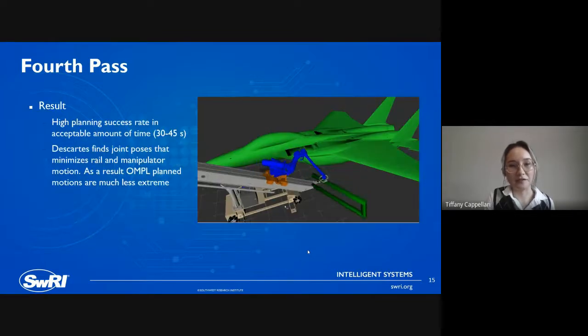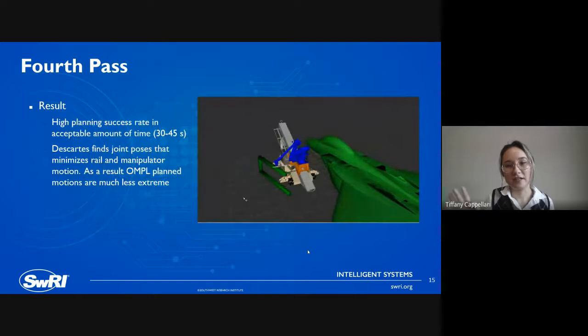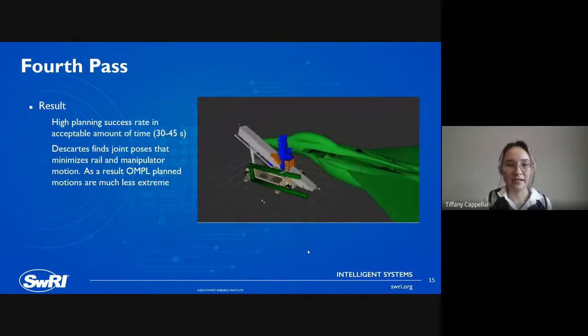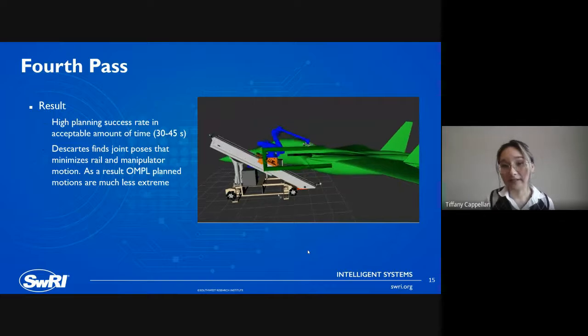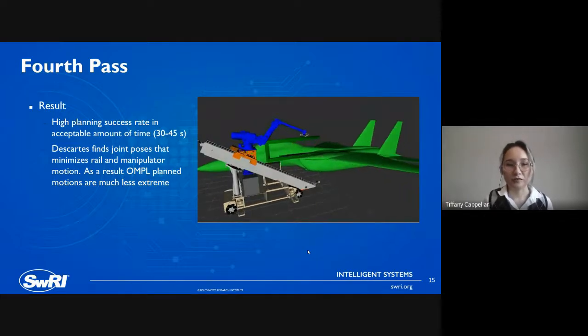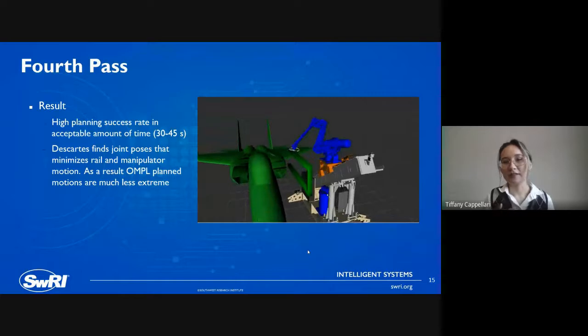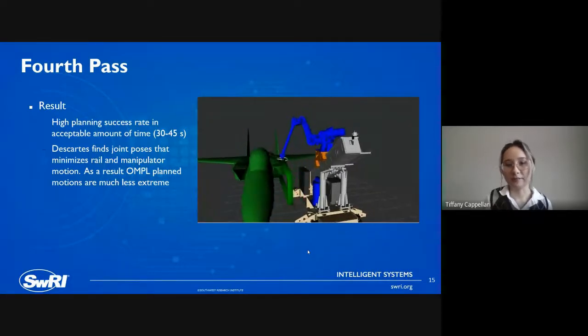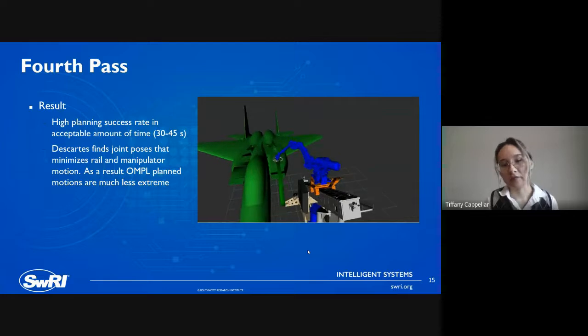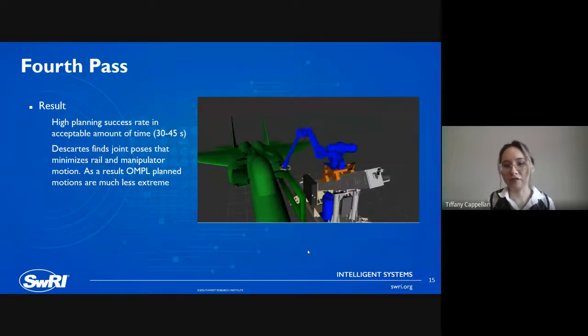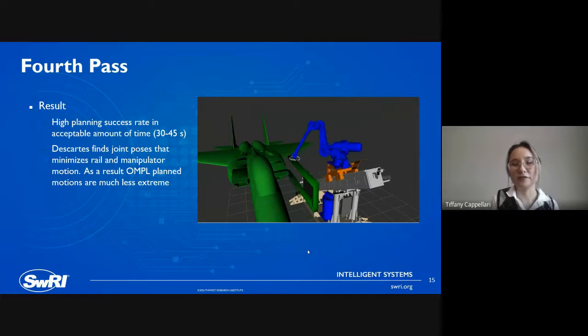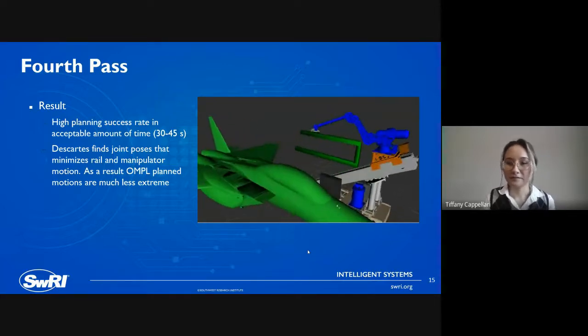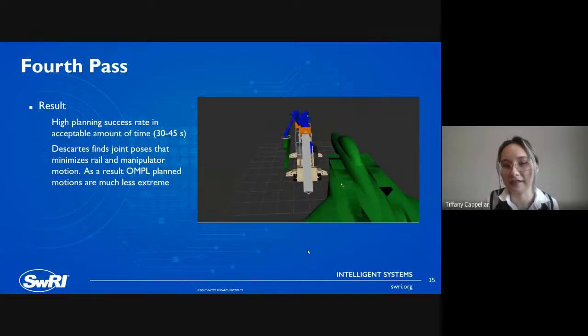And here, as a result, you can see that the planning success rate is pretty high in an acceptable amount of time. It only takes about 30 to 45 seconds to make these plans. And Descartes was able to find joint poses that minimize the amount that the robot needed to move up and down the rail, as well as its manipulator. And as a result, the OMPL plan motions were much less extreme than in the previous approaches that we tried. And you could also see in this video here that it didn't get too close to hitting the plane. It didn't do any extreme motions or big joint flips or reconfigurations as we've seen in the previous videos.